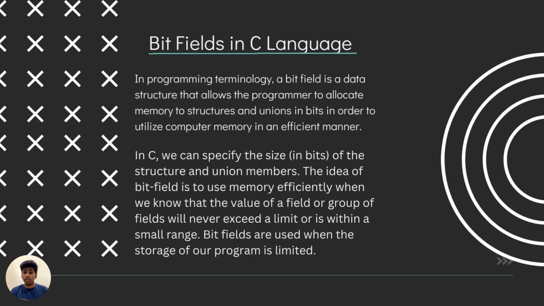These are used in many programs to reduce the size of the program and run the program faster with the compiler. In C, we can specify the size in bits of the structure and union members. The idea of a bit field is to use memory efficiently when we know that the value of the bit field or group of fields will never exceed a limit or is within a small range. Note that bit fields only work in structures and unions, so they don't work with other things like arrays or pointers.